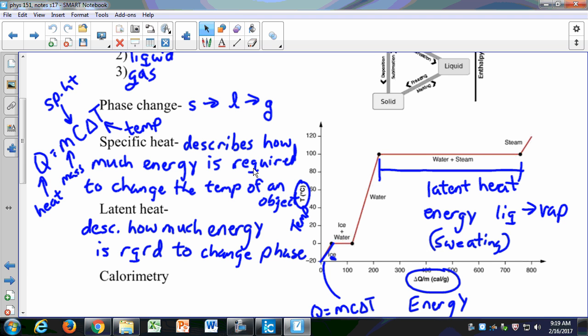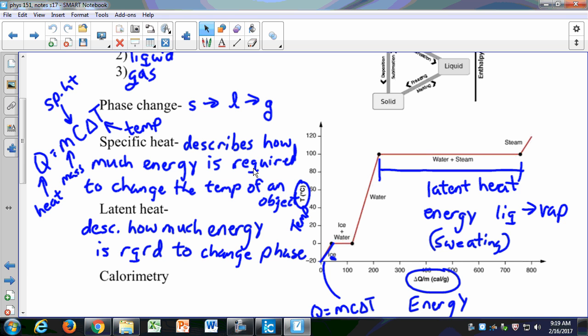This is called the latent heat of fusion, right, that goes from a solid to a liquid. I have to put in that extra heat in order to break those bonds and make it go from a solid to a liquid. That's called our latent heat of fusion. And then I add more energy, and that increases the temperature of the water up to 100 degrees. Up here I have 100 degree water. It's not steam yet, it's just 100 degree liquid.